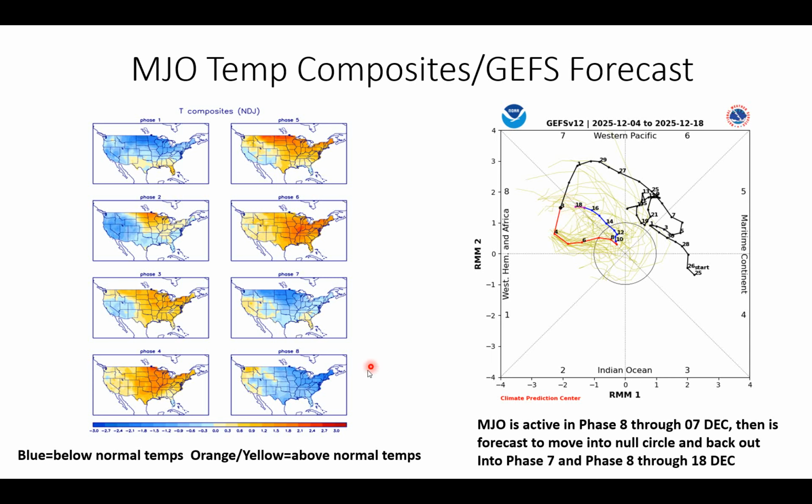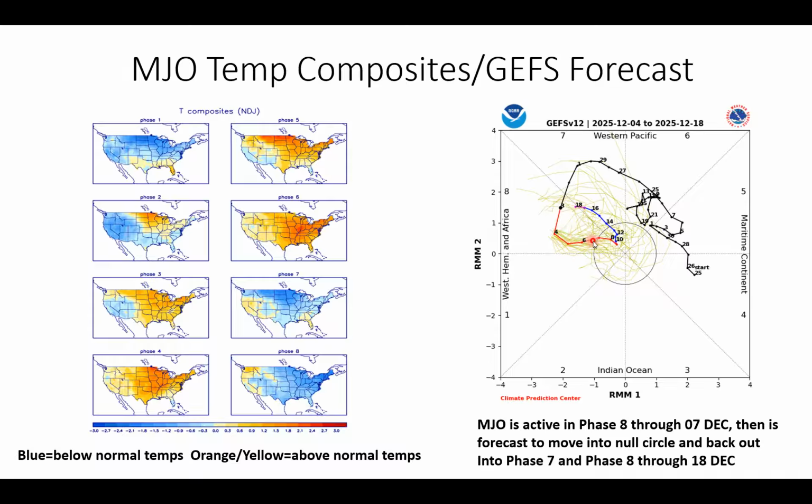And what does phase 8 look like? Look over here on the left-hand side again. A lot of blue color across the northern plains, Midwest, even the deep south, the mid-Atlantic up to New England. Look at this. Below normal temperatures are favored with an upper level trough in the eastern U.S. and MJO phase 8 at this time of the year. And we're basically seeing that right now. We have MJO into phase 8.